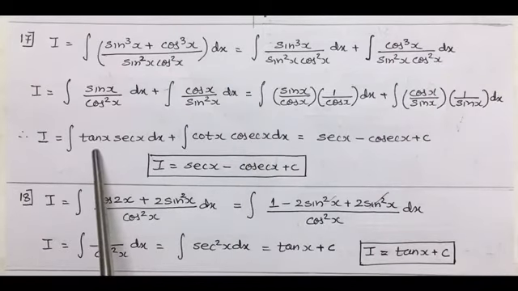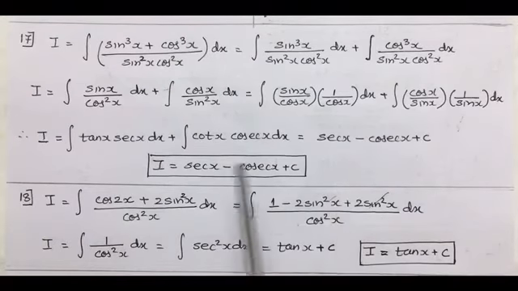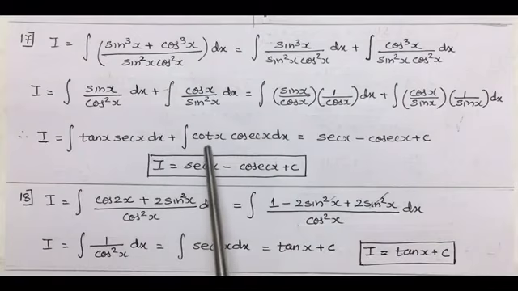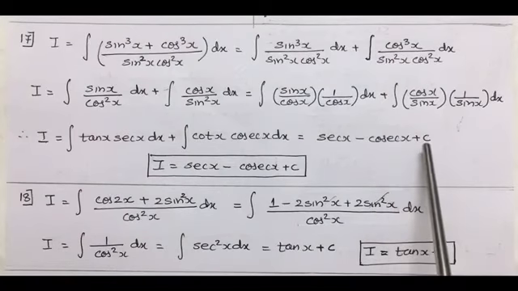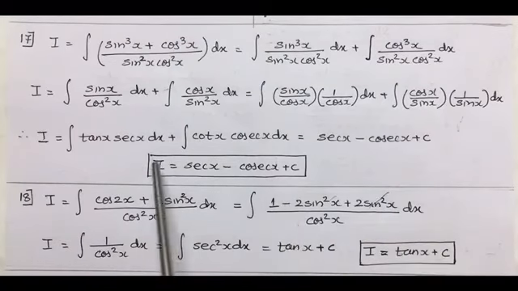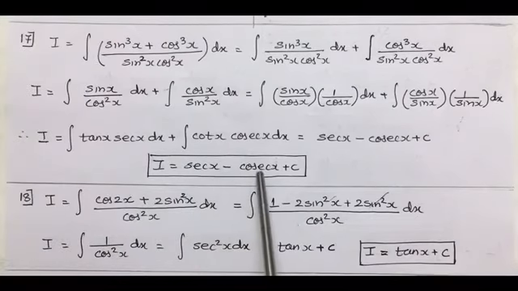Now there is a direct integration for tan x sec x, that is sec x, and the integration of cot x cosec x is minus cosec x plus c. So this becomes the final integration as sec x minus cosec x plus c.